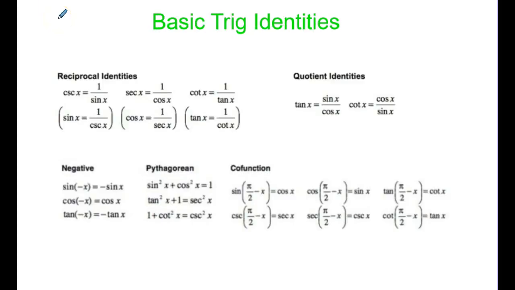Here are some common basic trig identities. I would not write these down. If you go to Google and type in basic trig identities, you can get a whole sheet that has all the trig identities listed out, and I would just print that off so you don't have to write all these down. These are the ones we're going to work with the most: the reciprocal identities, quotient identities, the negative identities, Pythagorean identities. We're going to focus on this in this lesson, and cofunction identities.